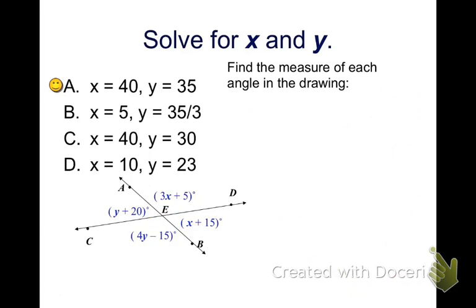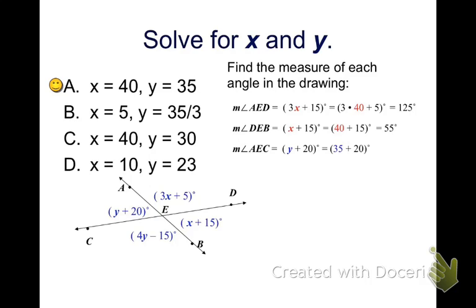Now how about finding the measures of each of the angles in the drawing? Well, if we know that x is 40 and y is 35, we can substitute those values in. The measurement of angle AED will then be 125 degrees. The measurement of angle DEB should be 55. Now those should also be the same measurement of the other angles because of the relationship between the vertical angles. AEC is vertical with DEB, also 55 degrees, and angle CEB is a vertical angle to AED, also 125 degrees.